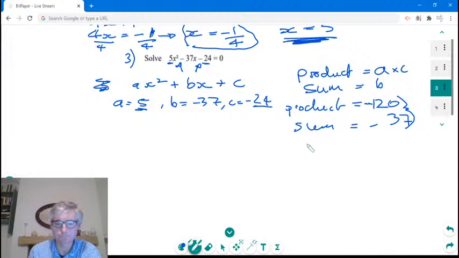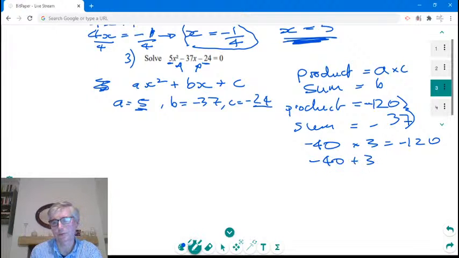We can see that minus 40 times 3 would give us minus 120. And if we do the sum of those, minus 40 plus 3, then that's minus 37. So those are our two numbers then, minus 40 and 3. So I'm going to rewrite it by changing the minus 37 into minus 40 and 3.